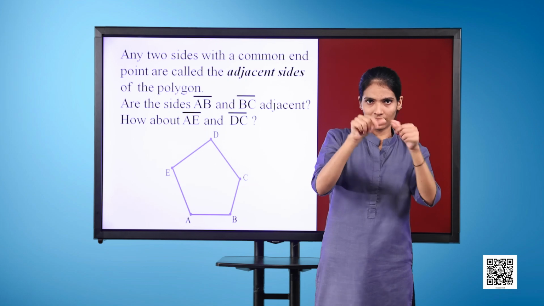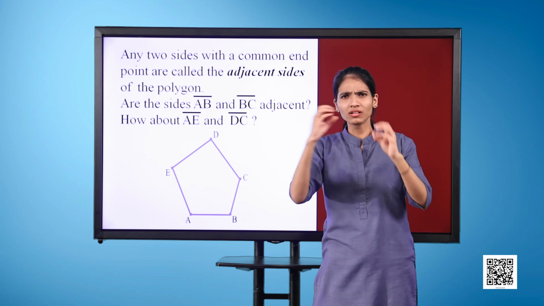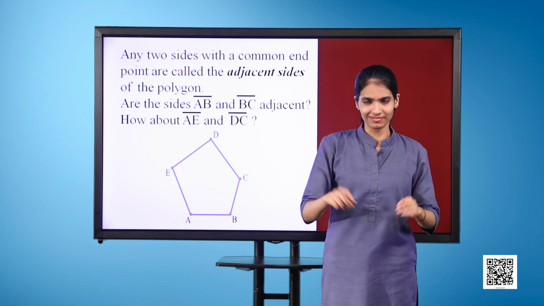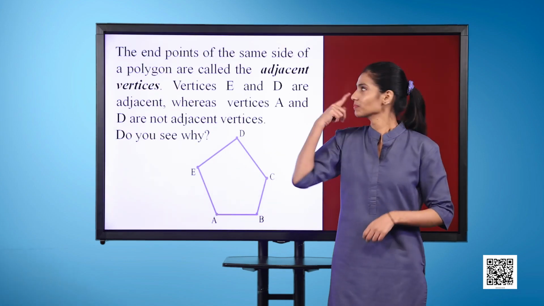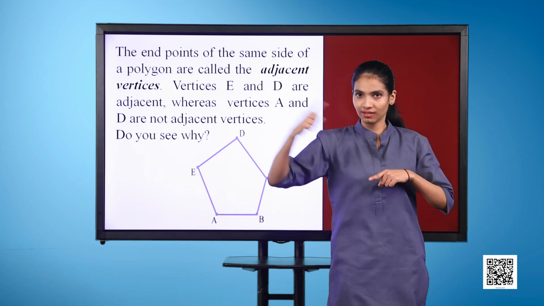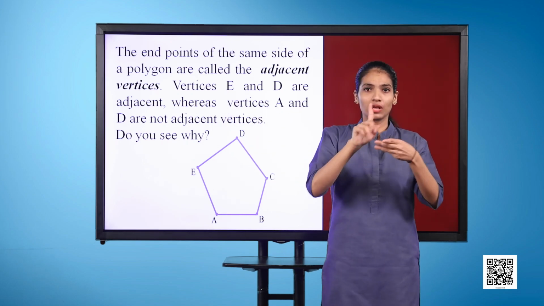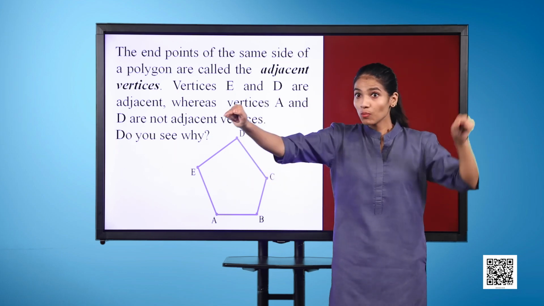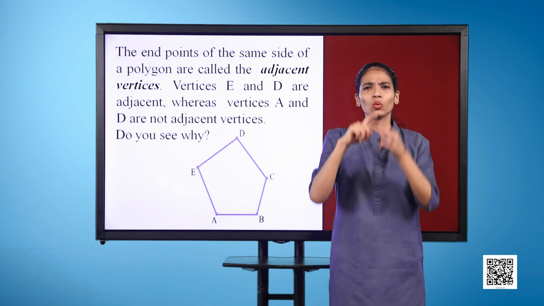How about AE and DC? The endpoints of the same side of a polygon are called the adjacent vertices. Vertices E and D are adjacent, whereas vertices A and D are not adjacent vertices. Do you see why?